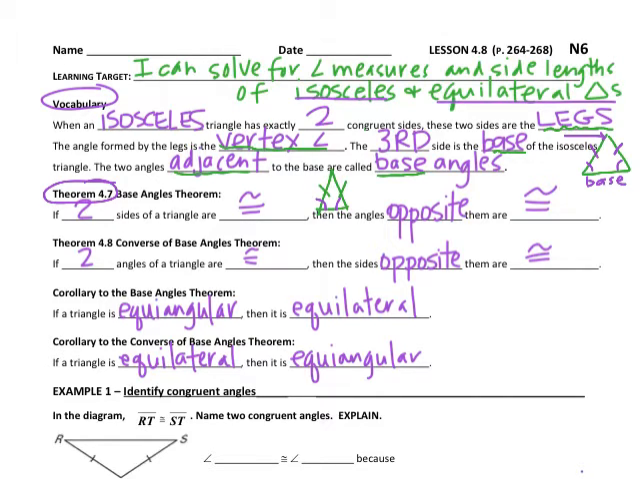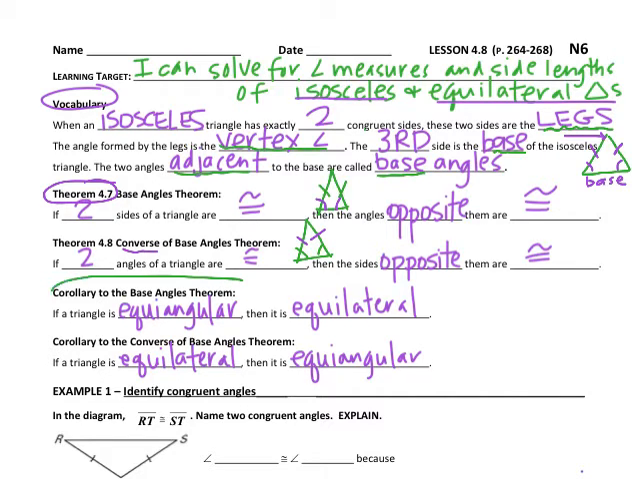Theorem 4.8 says the converse of that: if two angles of a triangle are congruent, so if I have a triangle and two angles are marked congruent, then the opposite sides are congruent. So either way, we know that if the base angles are congruent, then the legs are congruent. If the legs are congruent, then the base angles are congruent.